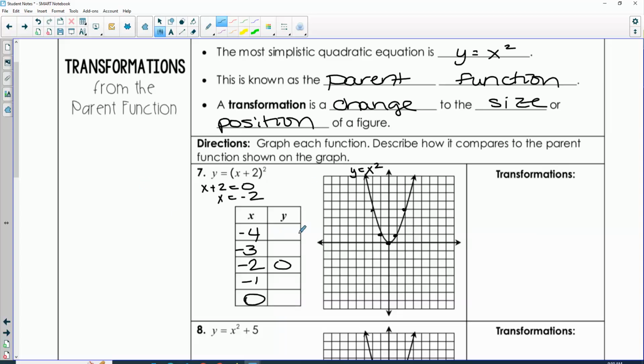So, my negative 4 people, what did you get for your answer? My negative 3 people, what did you get? My negative 1 people, and 0. Let's graph this. Remember, x is left and right. So we go left 4 and up 4. Left 3, up 1. Left 2, didn't move up or down. Negative 1, 1, and 0, 4.